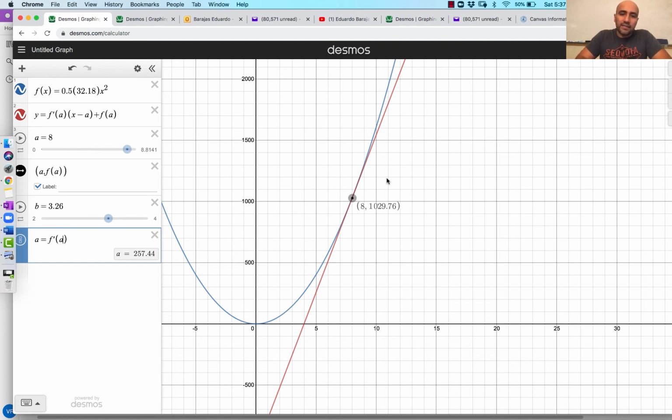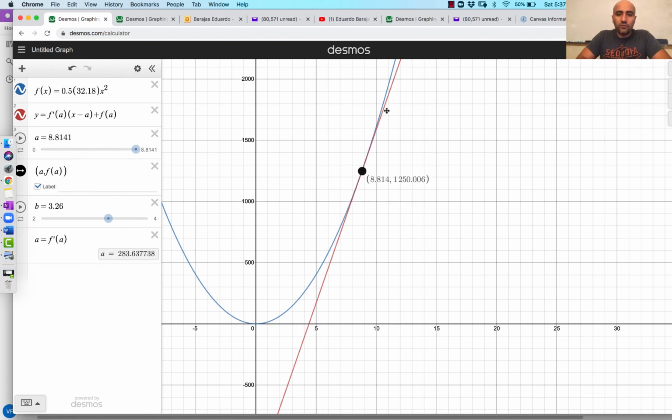Good. Same thing right up here when we let a equal approximately 8.814. We know that it's traveled a total of 1,250 feet. And if we get the slope of the line tangent at that point, that is going to be 283.63, the velocity at that point.